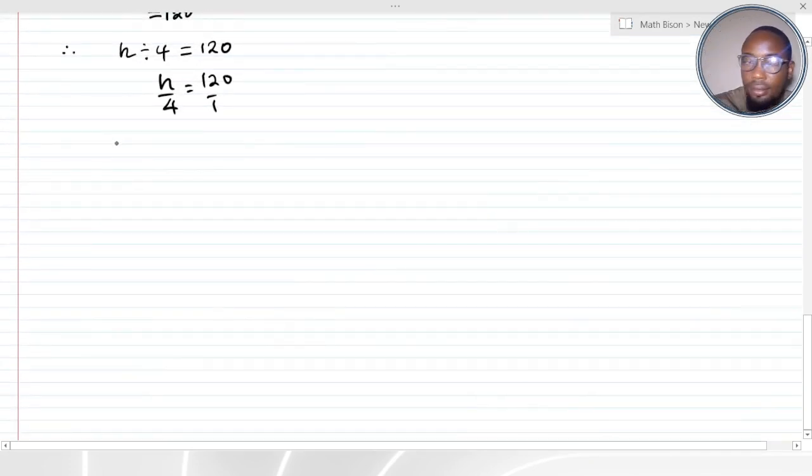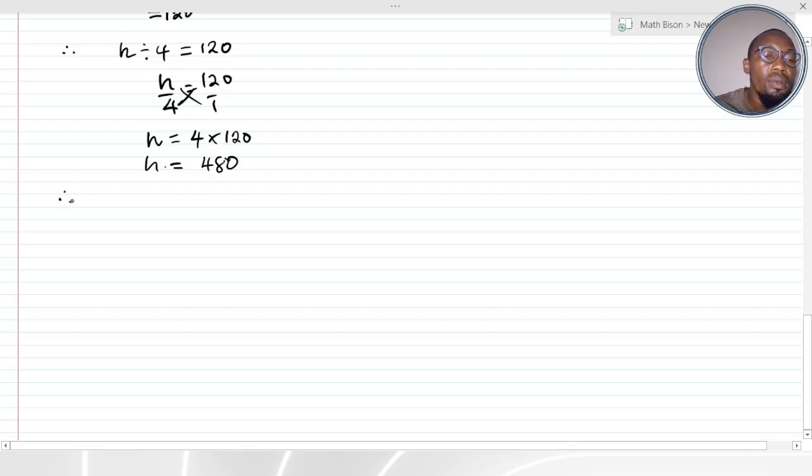So how do we proceed? All we need to do here is just cross multiply, and we have h equals 4 multiplied by 120. And this is going to give us what? h equals 480. So therefore, the number which was divided by 4 to get 120 is what? The number is 480.